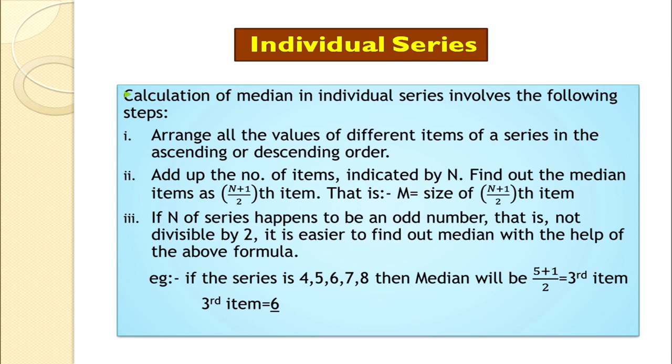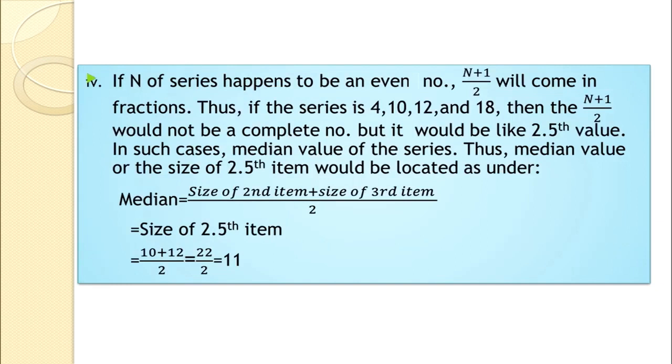If n of the series happens to be an odd number, that is not divisible by 2, it is easier to find the median with the help of the following formula, that is (n plus 1) by 2. We will get the item value and we can easily find the median value. But students, what happens when the number of observations comes to even?